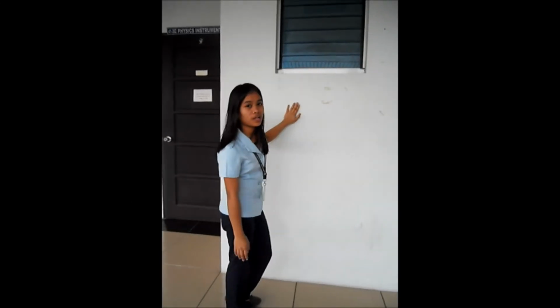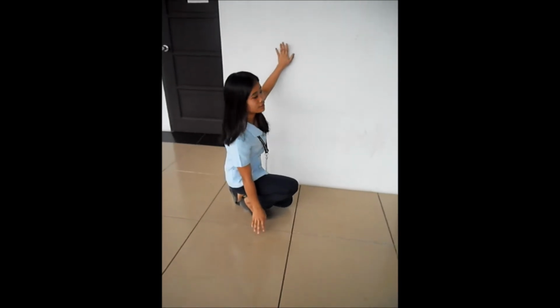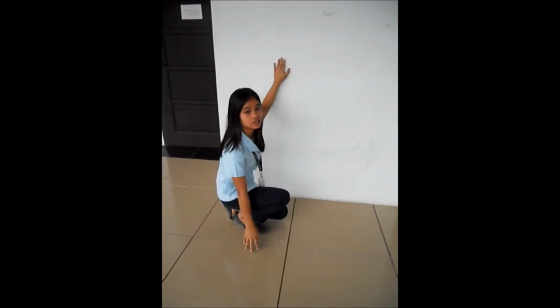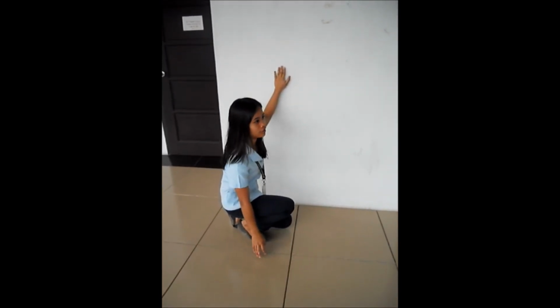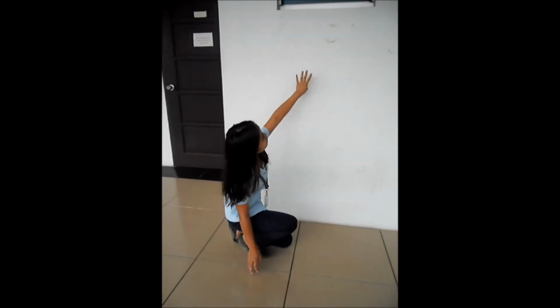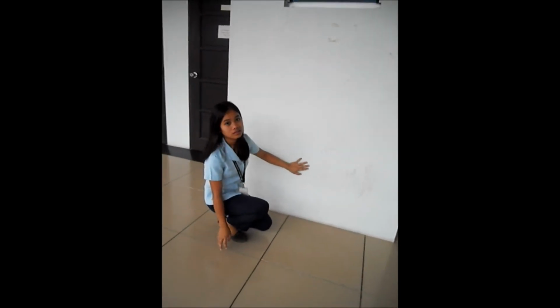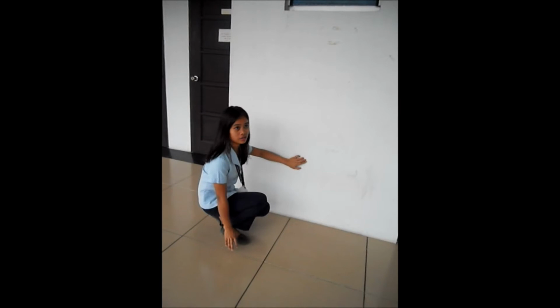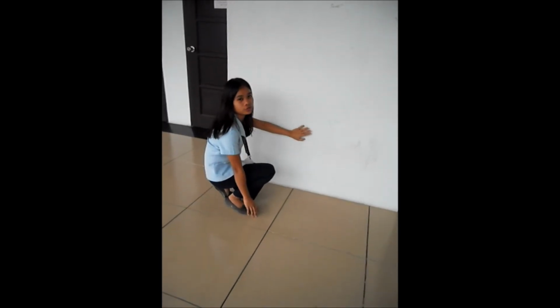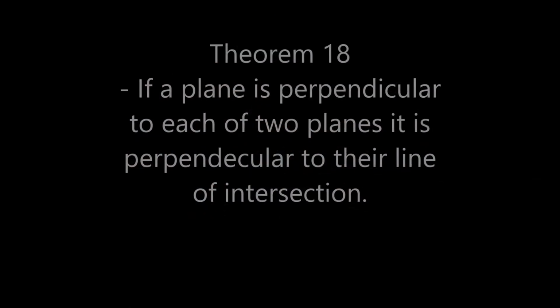Given this wall and this floor. This wall and this floor are mutually perpendicular. So if we draw a line here, the line we draw here is perpendicular to the floor. So therefore, theorem 17 is true.